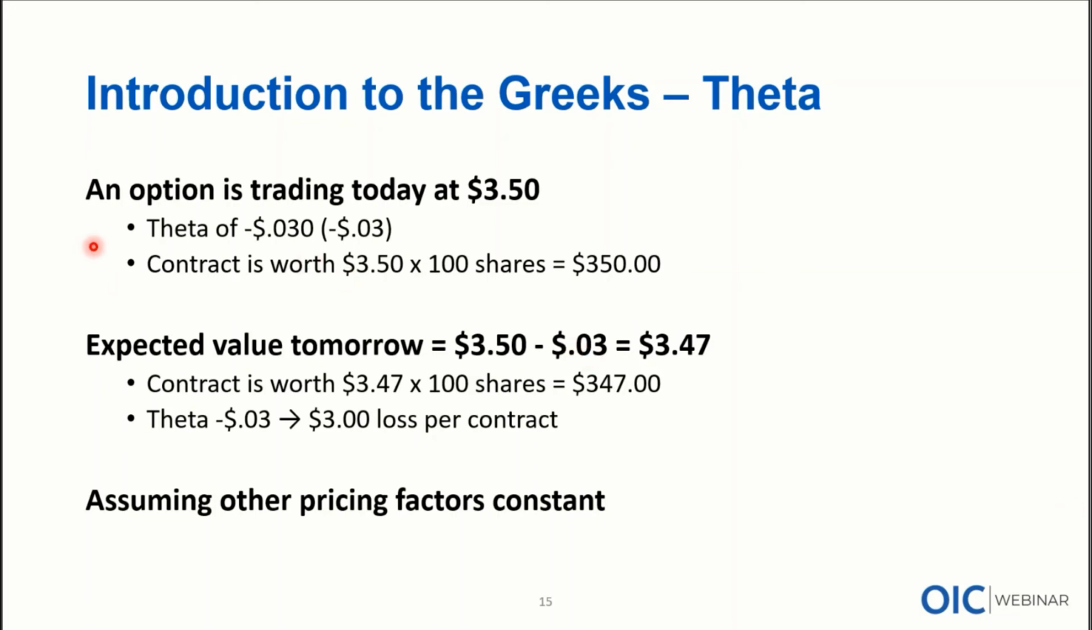The math is simple. If an option's trading today at 350 and the theta is 3 cents, here's your aggregate value of the contract, then the expected value, all else equal, is 347. If you're looking for next week or 2 weeks from now, you can use this number of theta and try and estimate, but know that that number is not going to be correct, because theta is not going to be 3 cents every day. Theta accelerates as you approach expiration.